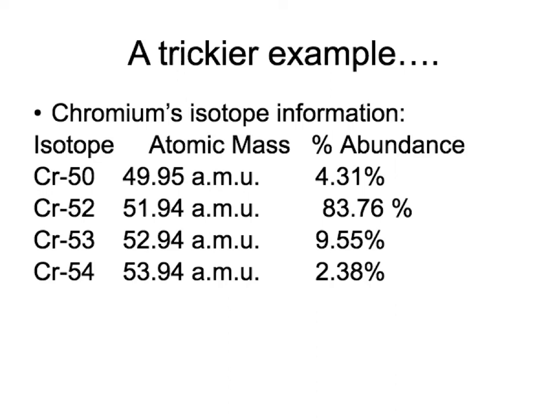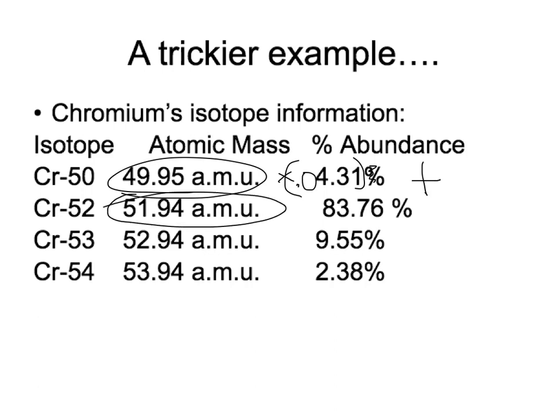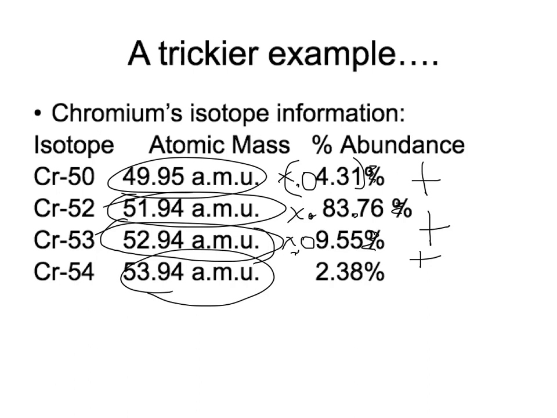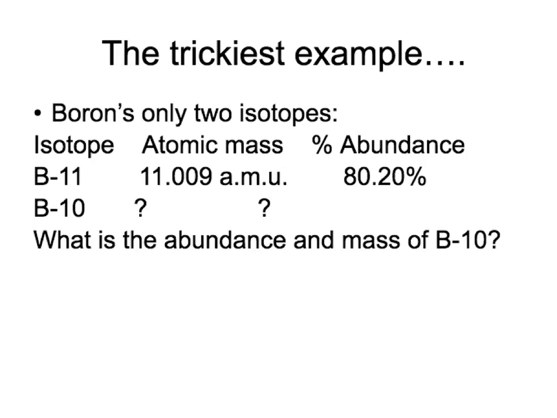Okay, so for this one, I'll just talk it out. I'm going to take that times 0.04, okay, plus I'm going to take 51.94 times 0.8376, okay, plus I'm going to take 52.94 times 0.0955, plus 53.94 times 0.0238. You should get what's on the periodic table, AMUs, okay, and absolutely do that yourself. Check it out.